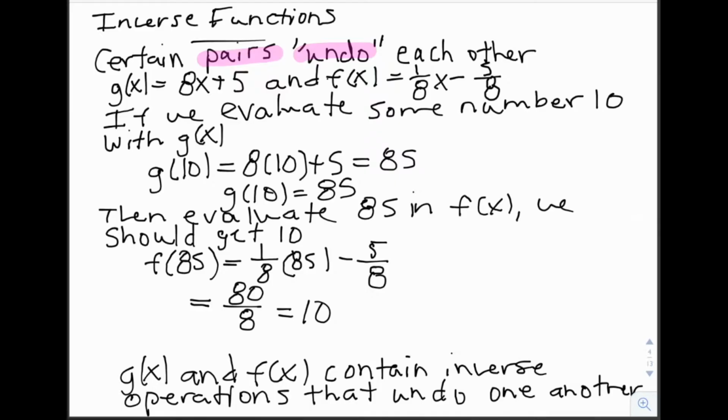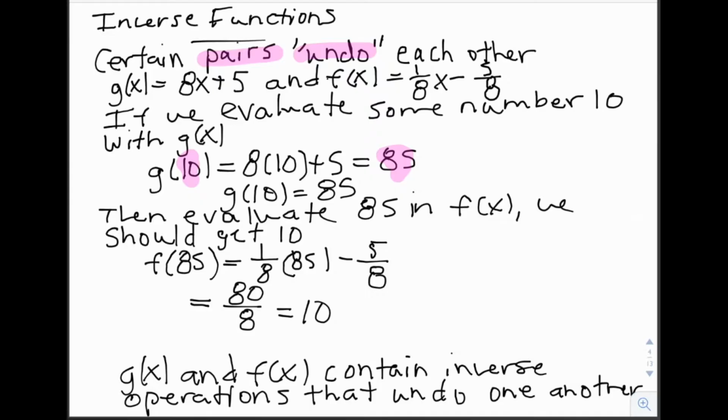So if we evaluate the same number, 10 or some sort of number, with g of x, so we're plugging in 10 here, we will get 8 times 10 plus 5, or in other words, we will get a value of 85. Now, we can conclude that g of 10 is going to be equal to 85.